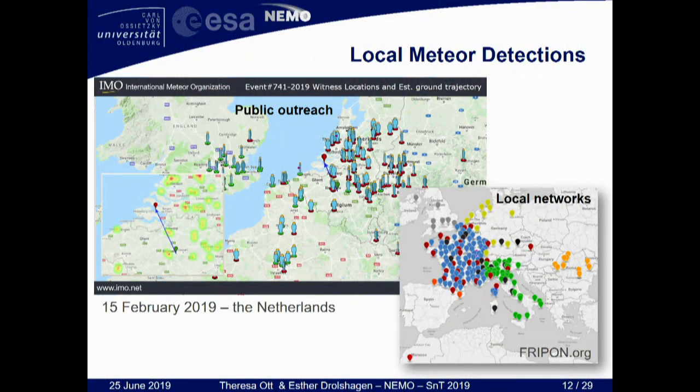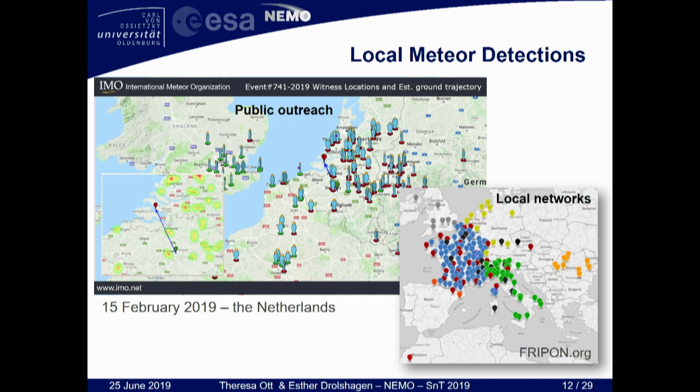So to give you some specific goals, over Europe we are also interested in some smaller entering objects. All objects which are about 10 centimeters in diameter, we would like to know if they happen over Europe. And for this we are mainly collaborating with local meteor networks. For example, this is a map of all stations of the Fripon camera system. They are expanding. We are also trying to cover northern Germany with this camera system.